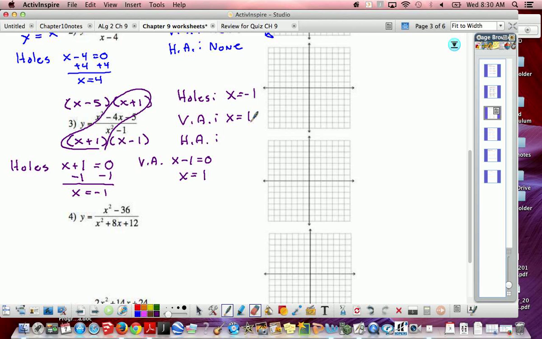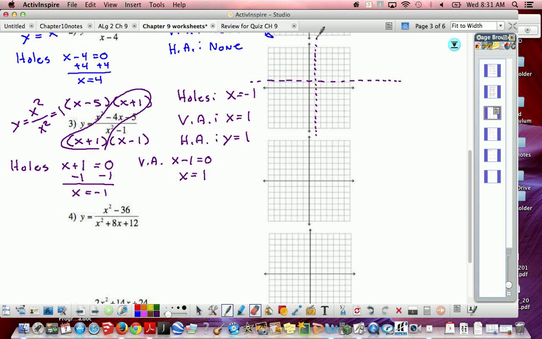On my last one, horizontal asymptote, again I take the highest degree over highest degree. This one's pretty nice because I'll have x squared over x squared, which is equal to 1. So my horizontal asymptote is also at 1. So I can go ahead and sketch both of those asymptotes at 1 and at 1. And now I need to figure out, am I graphing this in quadrant 1 and 3, or am I graphing this in quadrant 2 and 4?